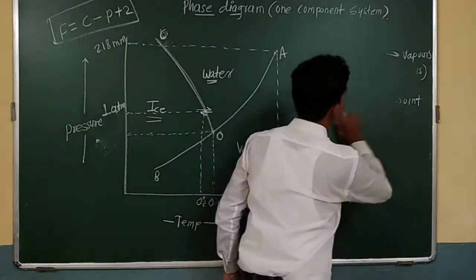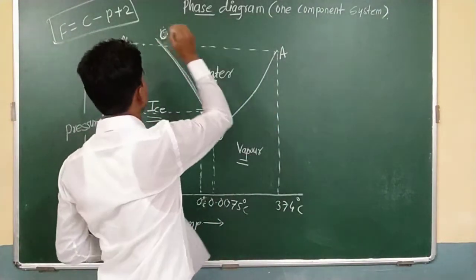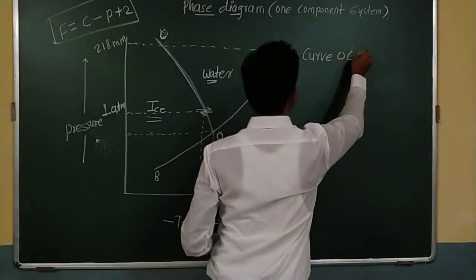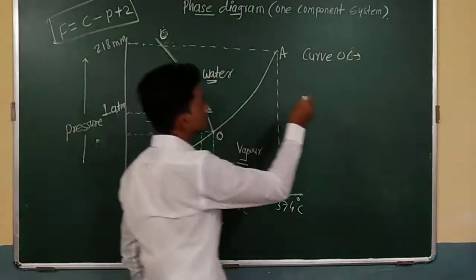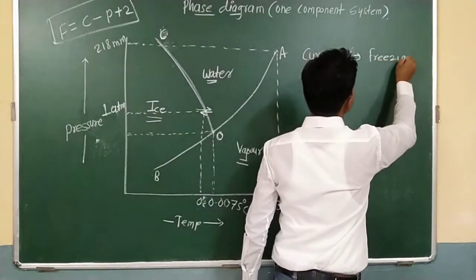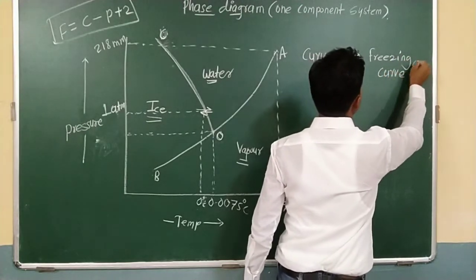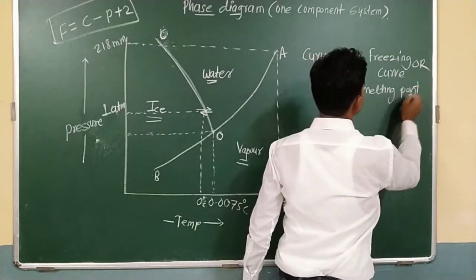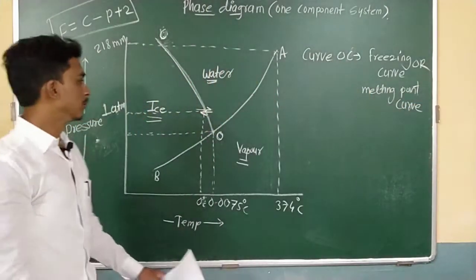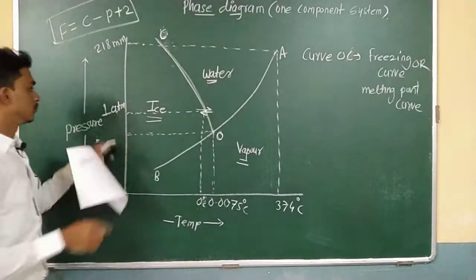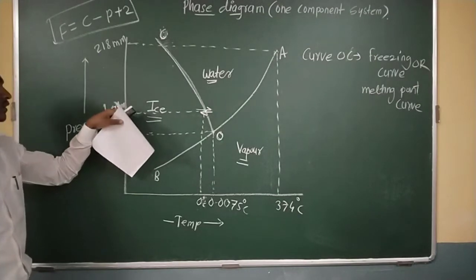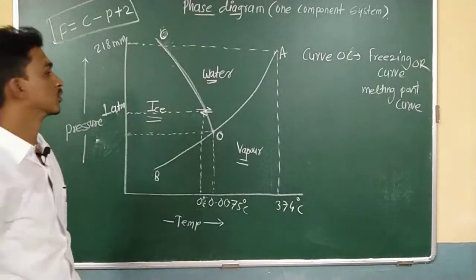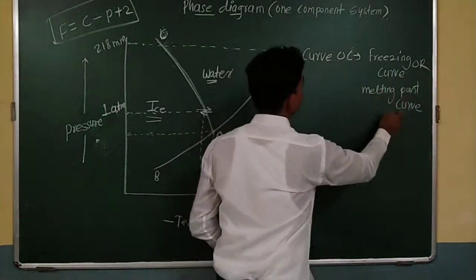The next point is the curve O to C. This curve is also known as the freezing curve or melting point curve, because when I increase the temperature while maintaining the pressure of the system at 1 atmosphere, the ice gets converted into liquid, that means solid gets converted into liquid. That's why we can say this is the melting point curve.